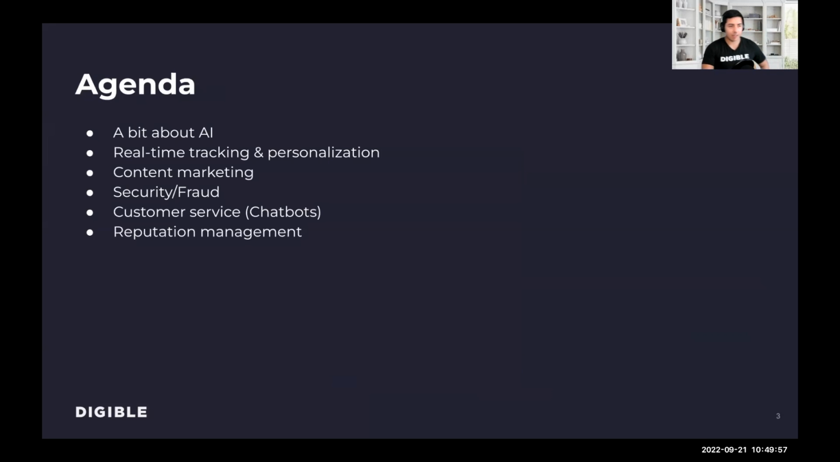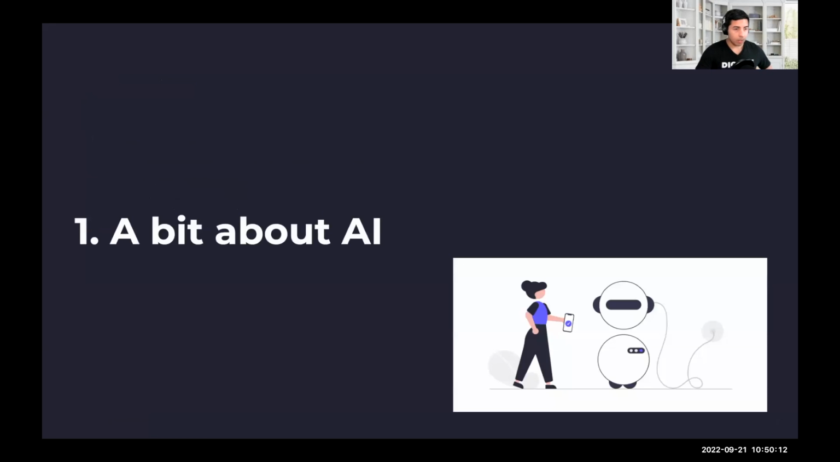So the agenda is going to be, like I said, a bit about AI. Then we're going to talk about real-time tracking and personalization. We're going to talk about content marketing, security and fraud, customer service, which would include chatbots, and last but not least, reputation management. So here's a little bit about AI.